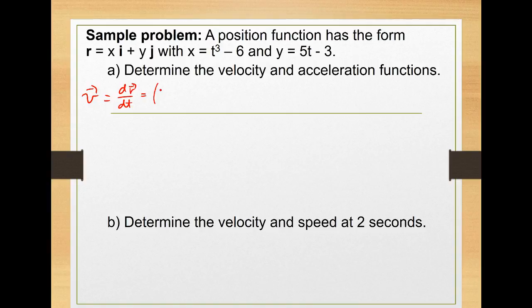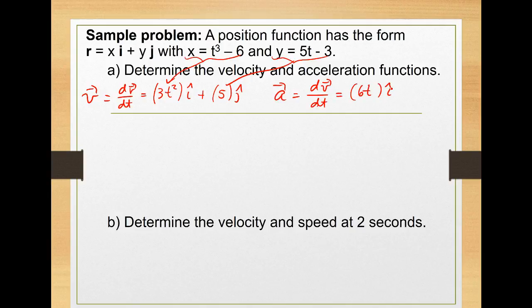So this is going to be 3t squared i hat plus 5 j hat. So what I'm doing is I'm taking dx/dt to get vx and dy/dt to get vy. From that we can get acceleration because that's going to be dv/dt, and this is just going to be 6t i hat. The other components go away.